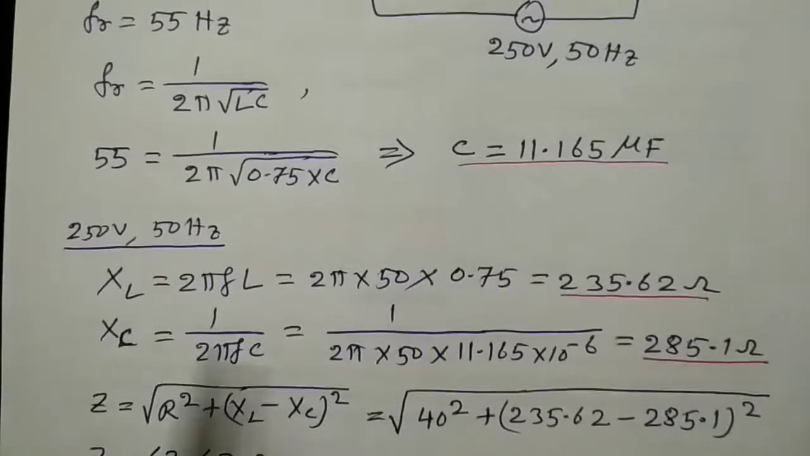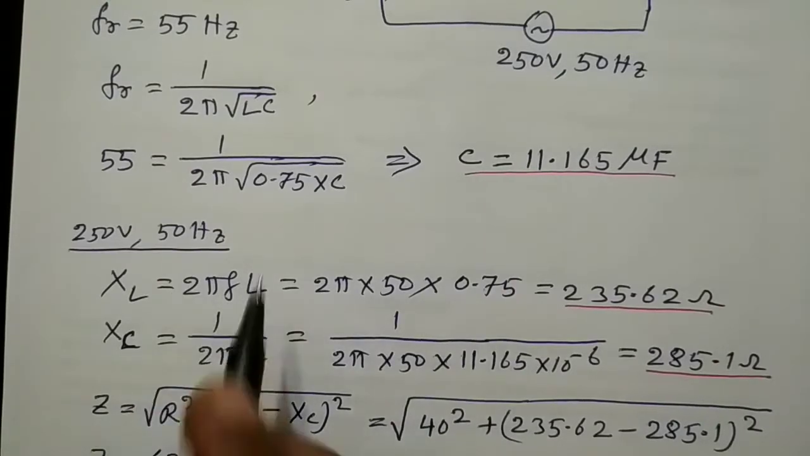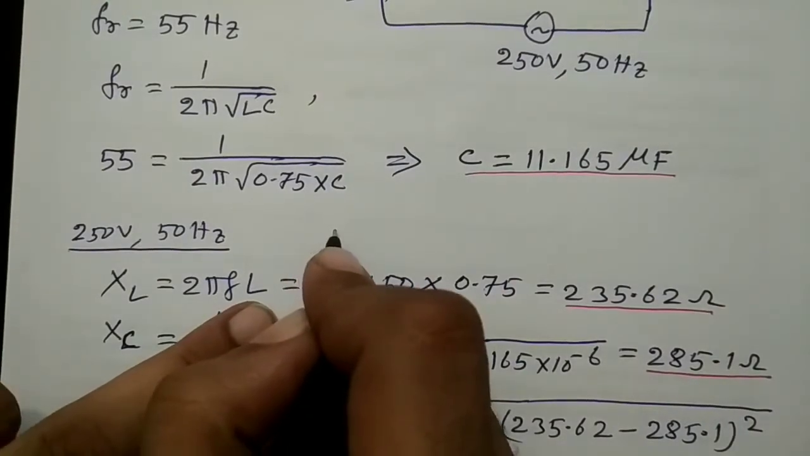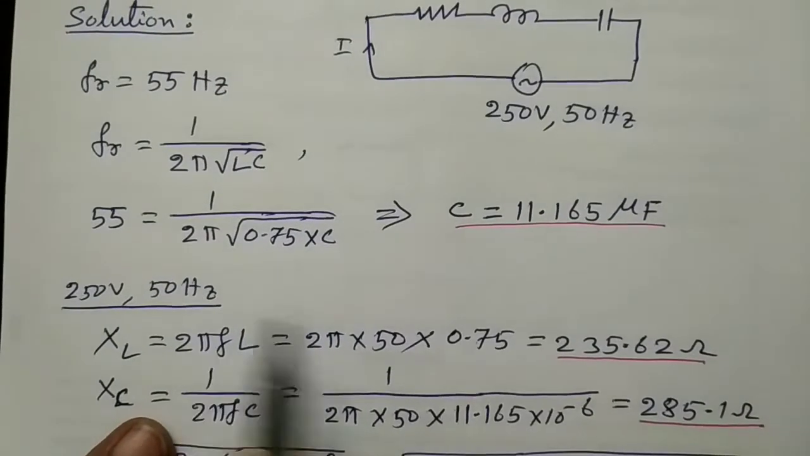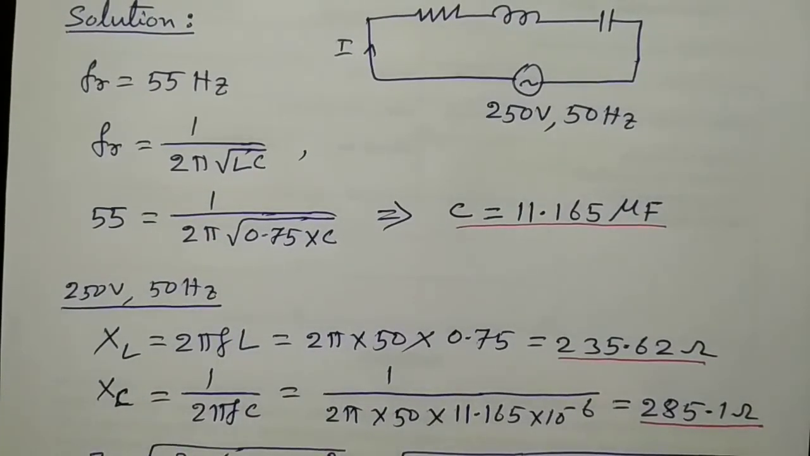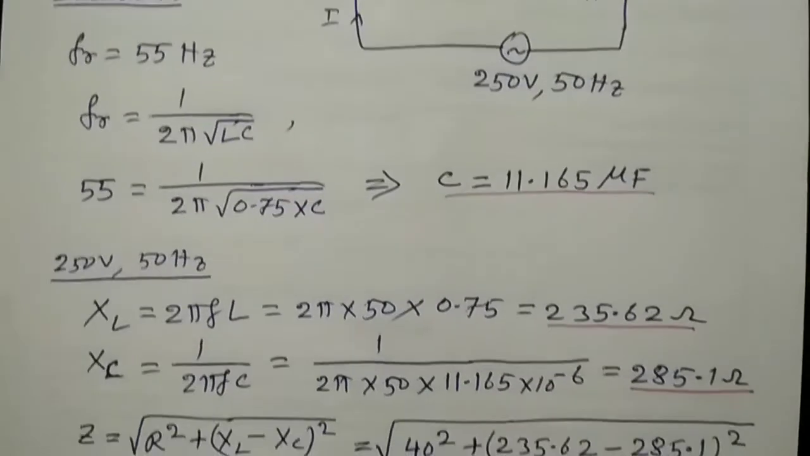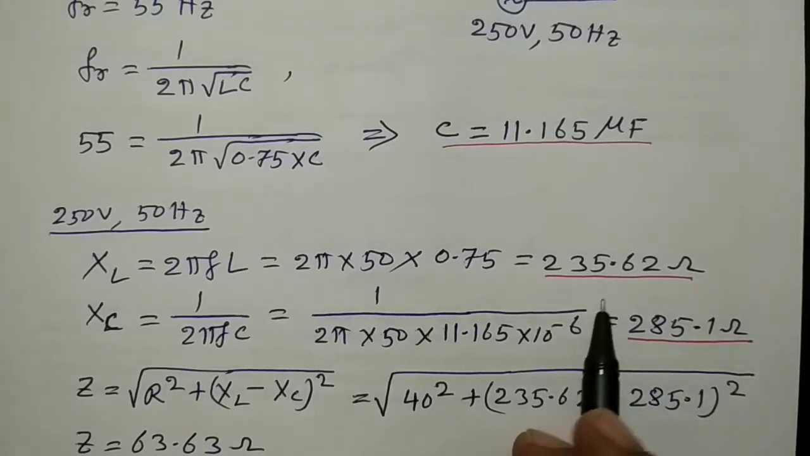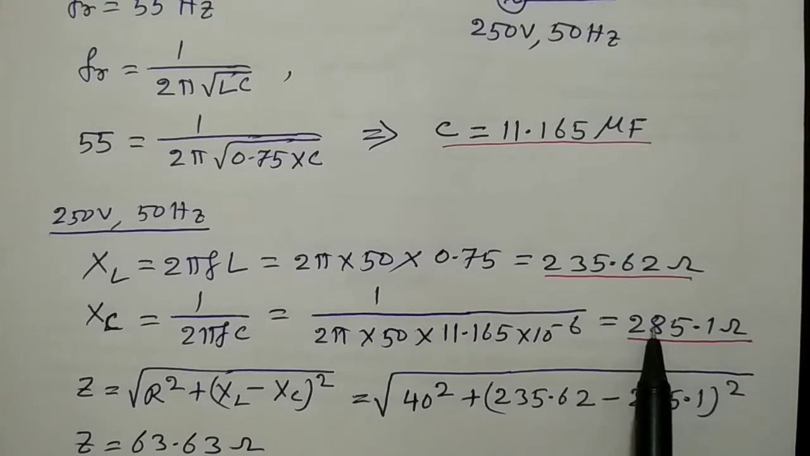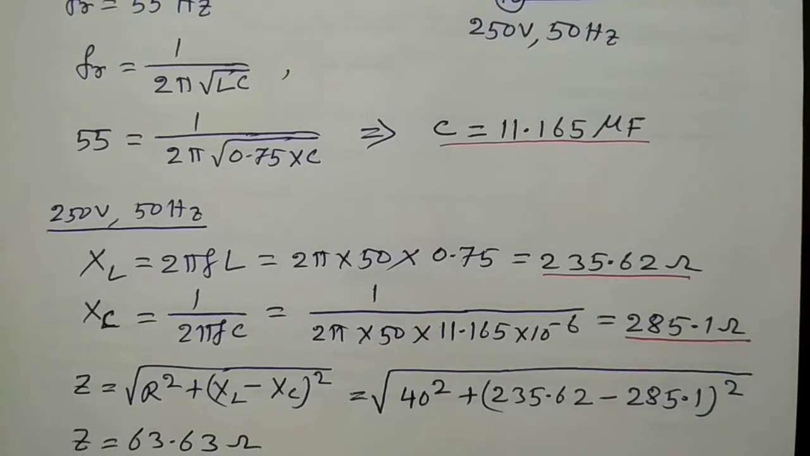As the supply frequency is less than the resonant frequency, because the supply frequency is 50 Hz and the resonant frequency is 55 Hz, and we have already seen that if the frequency is less than the resonant frequency, then the nature of the circuit will be resistive capacitive. It can also be seen from these values, where the value of XC is greater than XL.